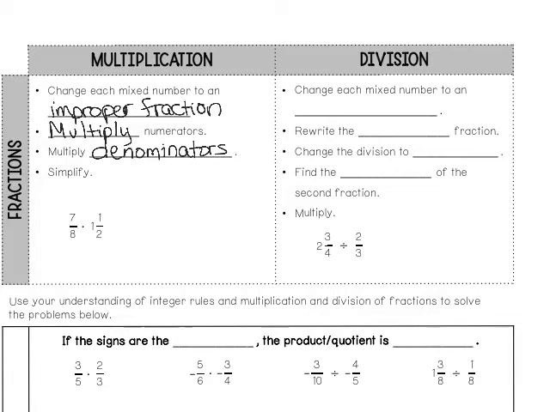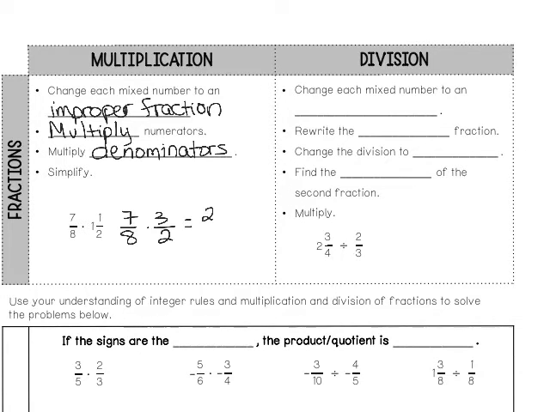Big times little, 1 times 2 is 2, plus top is 3. So we now have 7/8 times 3/2. Do I need to worry about not having like denominators? Nope, that is only when I add and subtract. I have to have matching denominators. Here I can just multiply them straight out.